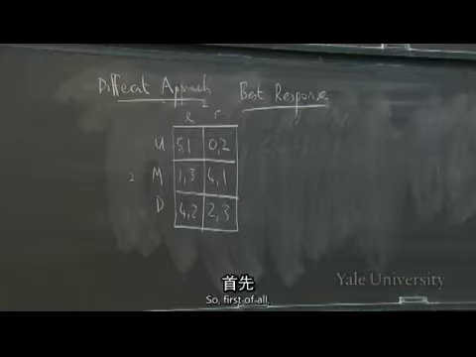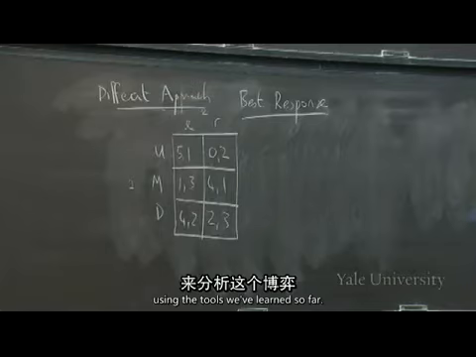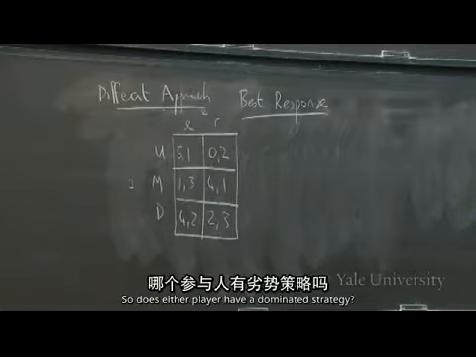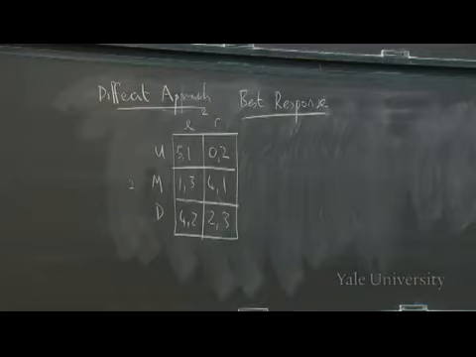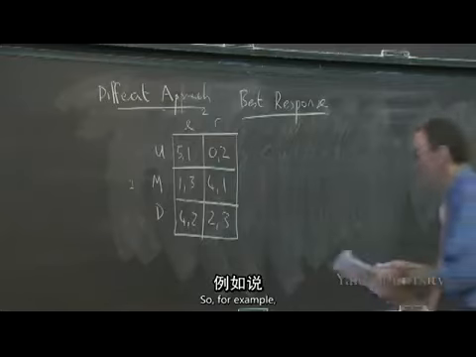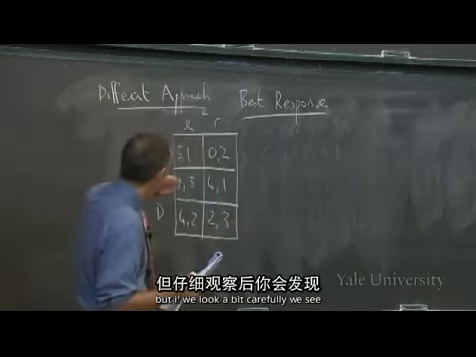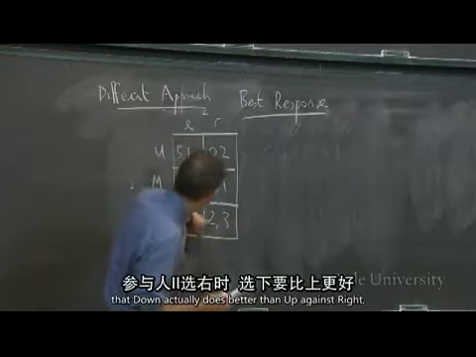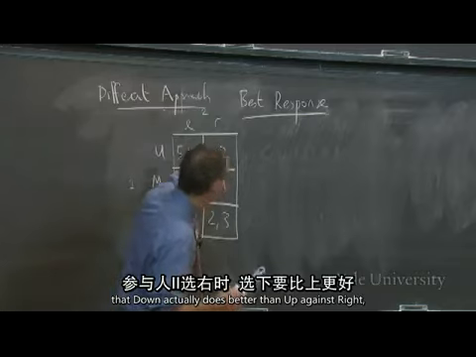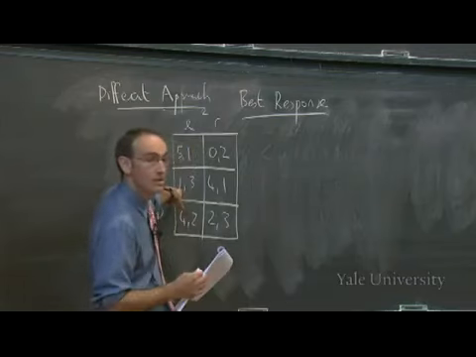All right. So first of all, let's try and analyze this game using the tools we've learned so far. So does either player have a dominated strategy? I claim that neither player has a dominated strategy. Let's just check. You might think down is dominated. But if we look carefully, we see that down actually does better than up against right, and down does better than middle against left.